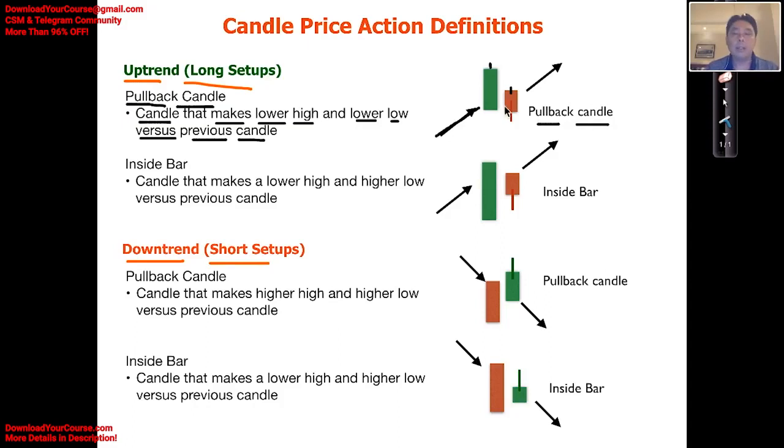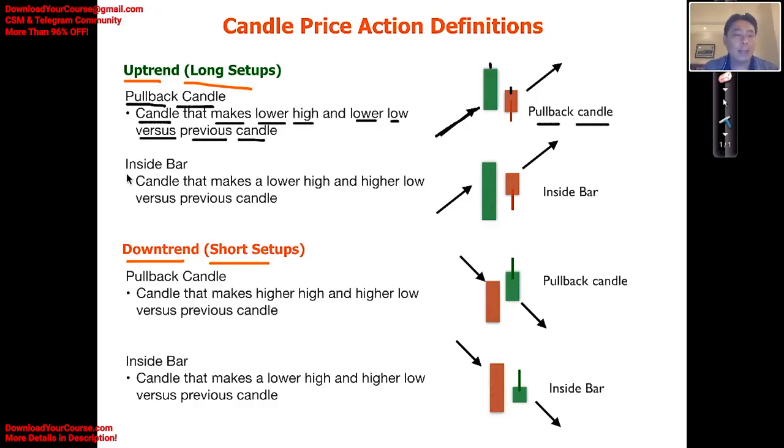All right. Now, in this case, the pullback candle happens to be a red candle. Now, it doesn't have to be a red candle. It could be a red candle or a green candle. Okay. So the color is not important. What's important is the lower highs and lower lows. Got it? Great. So that's a pullback candle when you're going long.